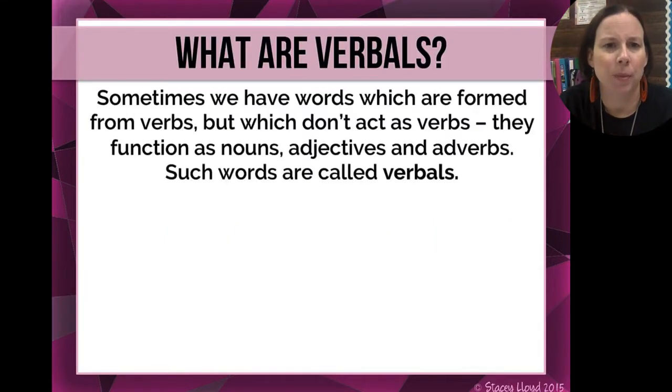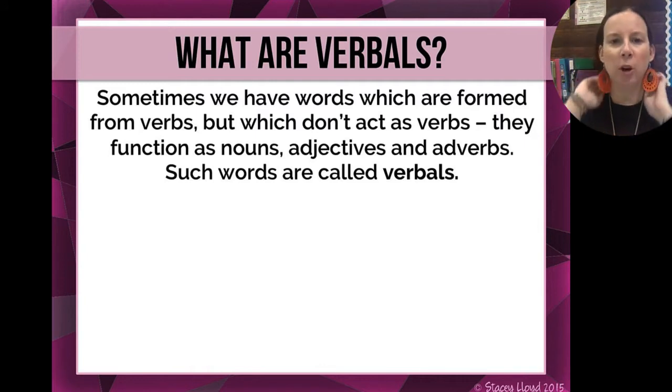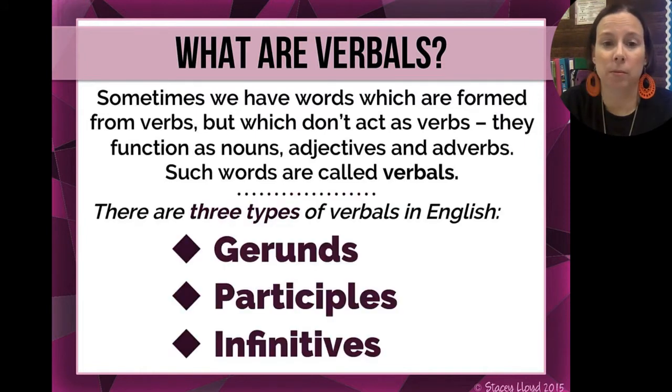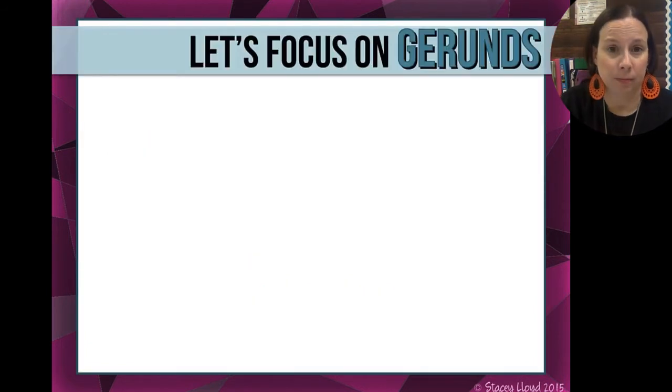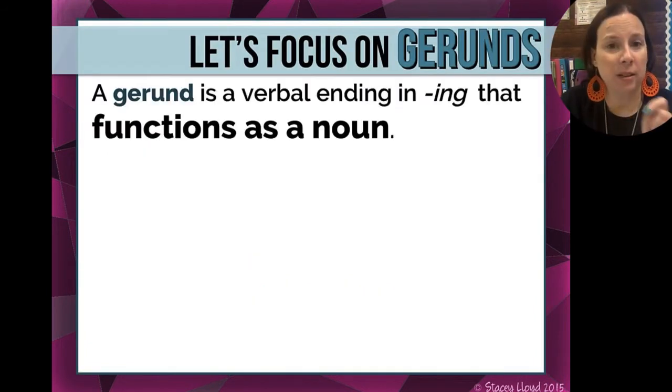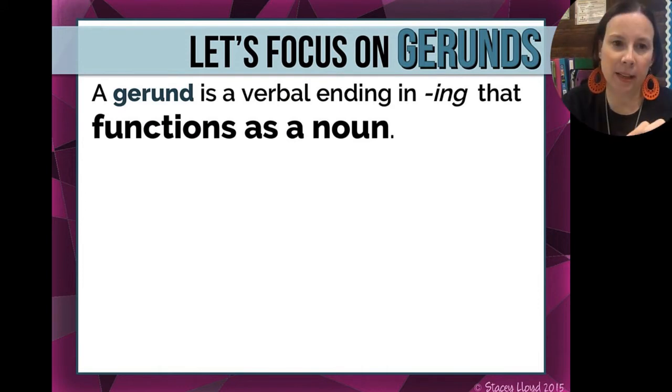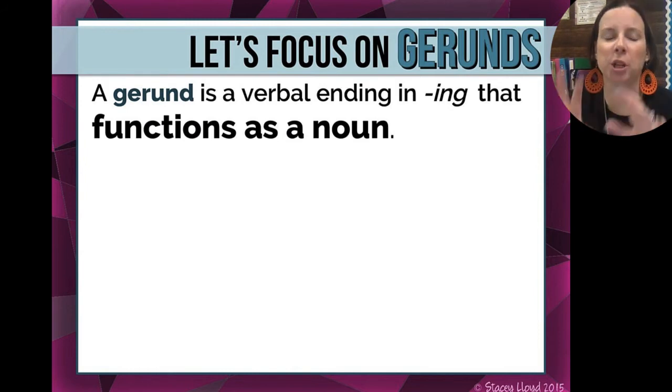So what are verbals? Sometimes we have words which are formed from verbs but don't act as verbs. They function as nouns, adjectives, and adverbs. Such words are called verbals. There are 3 types of verbals: gerunds, participles, and infinitives. So we're going to start with gerunds. Okay? A gerund is a verbal ending in ing that functions as a noun. This is the second easiest because they always end in ing and they always function as a noun. Okay? So that's one of the reasons why gerunds are a little bit easier. Participles are a little bit more difficult, but gerunds are nice and easy.